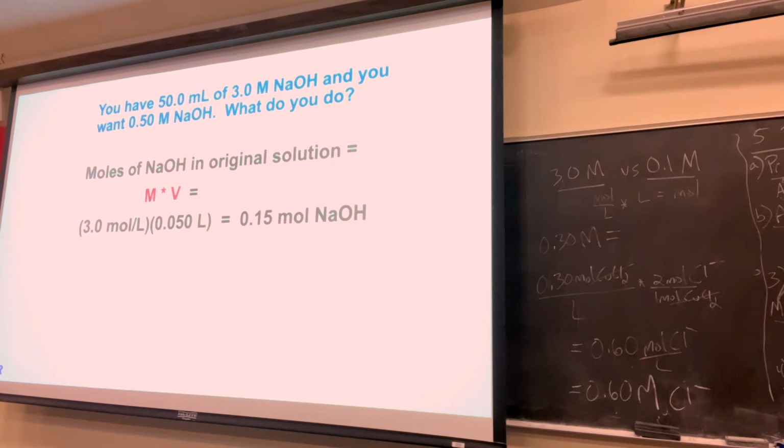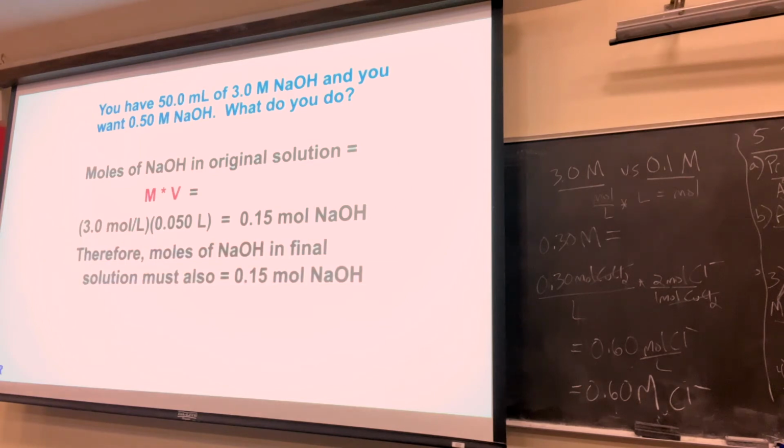And that number is not going to change if we're just diluting the solution. We're going to change the volume of liquid, but we aren't going to change the moles of the solute. So that means our final solution is also going to have 0.15 moles. Now remember that in this example, we want 0.50 M. And 0.50 M means 0.50 moles of NaOH per liter of solution. So once we know how many total moles we have, moles divided by moles per liter is going to give us our new volume of solution.